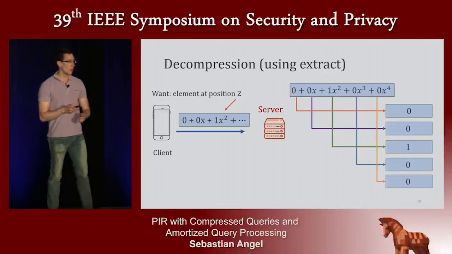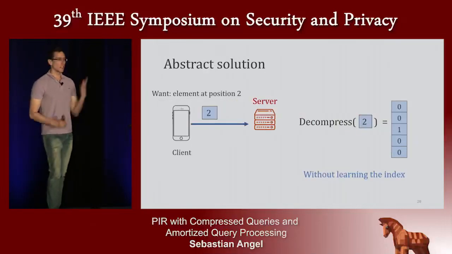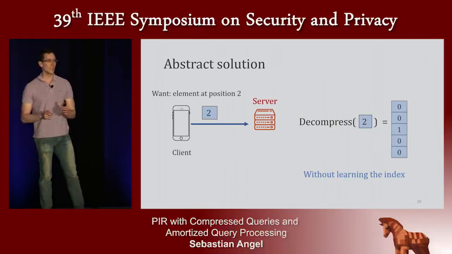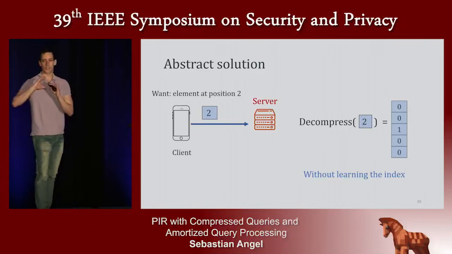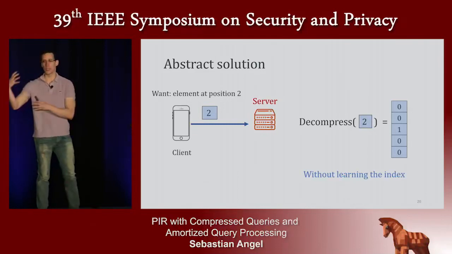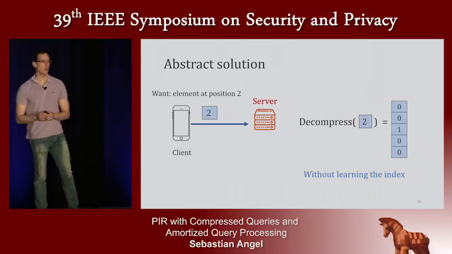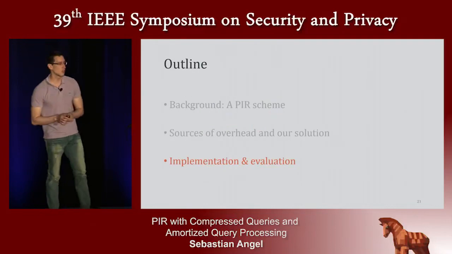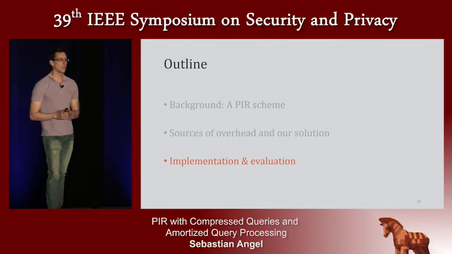Okay? So in other words, we've managed to instantiate this abstract solution where the client is sending this encryption of 2, and the server is performing this decompression on this encryption of 2, getting back the query vector, and doing the rest of the PIR protocol. Now, let me talk about our implementation and evaluation and hope to convince you that this is actually efficient.